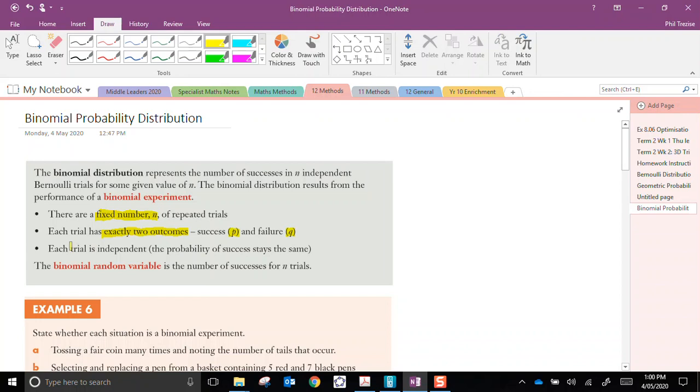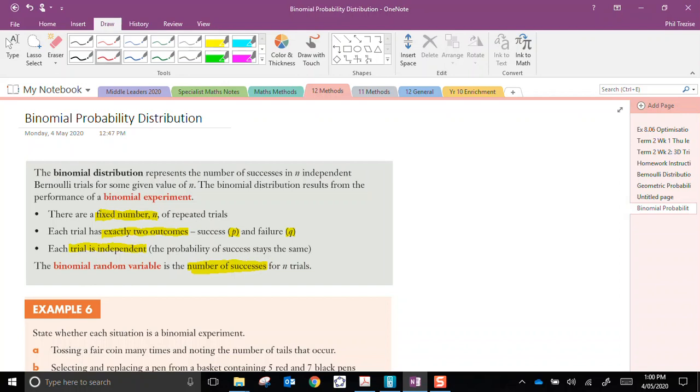Each trial is independent. So this would be, for example, if we were doing an experiment where we drew, say, coloured marbles from a bag, we would have to replace the marbles after each attempt so that the probabilities remained fixed from one trial to the next. And finally, the variable that we look at is the number of successes in our trials, the number of successes, that's it. So let's take a quick look at a few examples here.